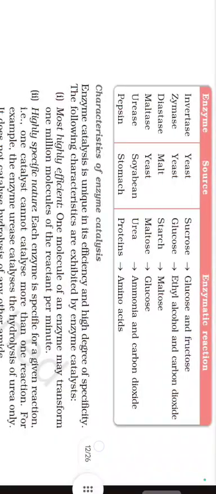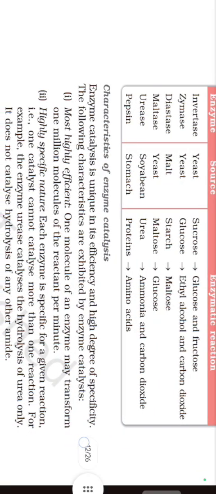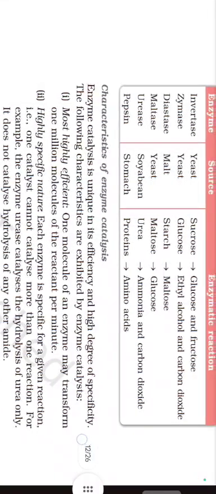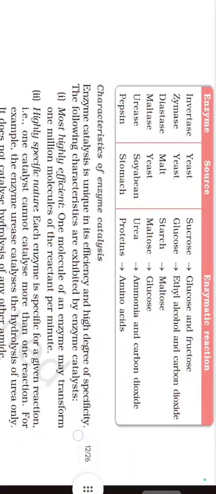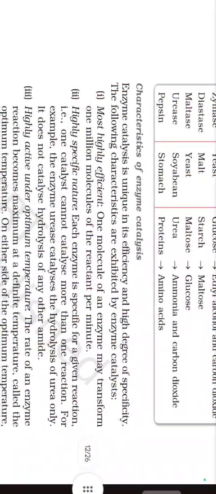Enzyme urease, source soybean, enzymatic reaction: urea to ammonia and carbon dioxide. Enzyme pepsin, source stomach, enzymatic reaction: proteins to amino acids.